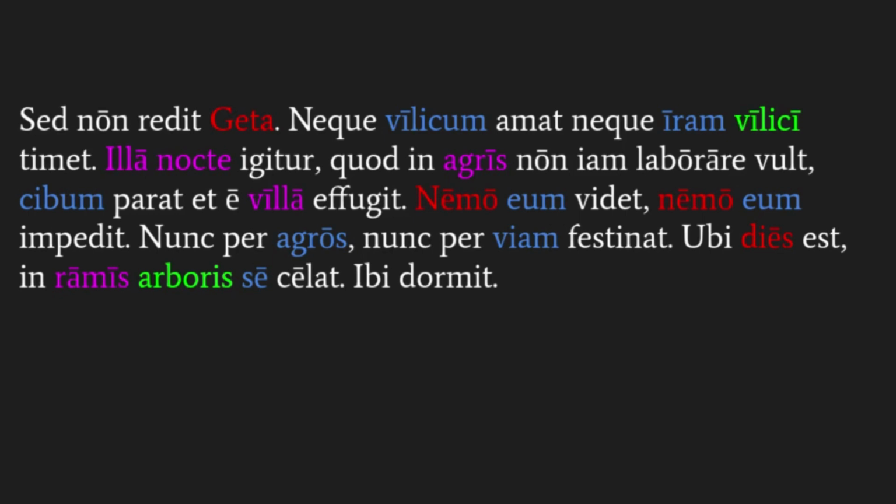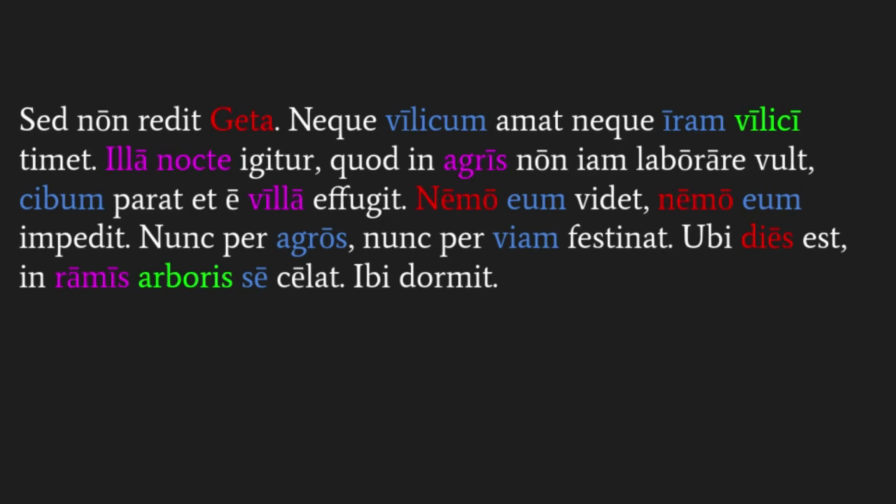Nemo eum videt, nemo eum impedit. So nemo here is the subject, nobody. Nobody sees him, eum, there's a direct object, and nobody hinders or stops him, right? Impedit. So nobody sees him, nobody stops him. Nunc per agros, nunc per viam festinat. So now through the fields, per agros, now through the road or along the road, per viam, festinat, he hurries. So you're saying now he's hurrying through the fields, now he's hurrying along the road. It's just describing how he escapes from their country house and farm.